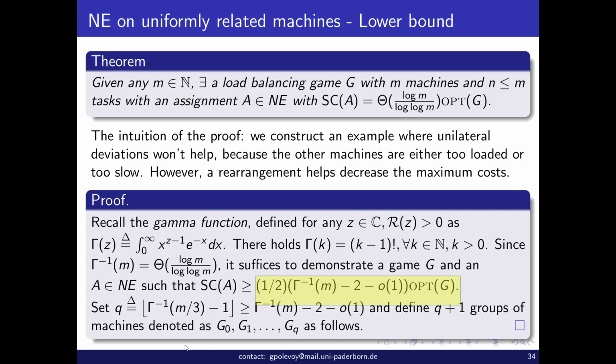So define u as the floor, so as the integer value of gamma reverse of m divided by 3 minus 1. Which can be shown from the property of gamma is at least gamma reverse m minus 2 minus O of 1. And define Q plus 1 groups of machines denoted by group 0, group 1, till group Q as follows.